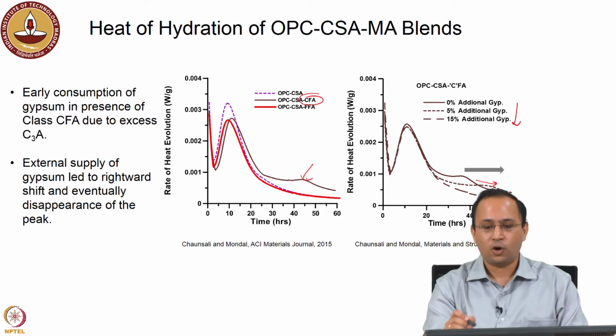Now, what caused that depletion? Class C fly ash basically has C3A, tricalcium aluminate. So that also competes for your gypsum. Obviously, if you compare with the class F fly ash, which does not have C3A, you will see early depletion of gypsum in the mix with class C fly ash.